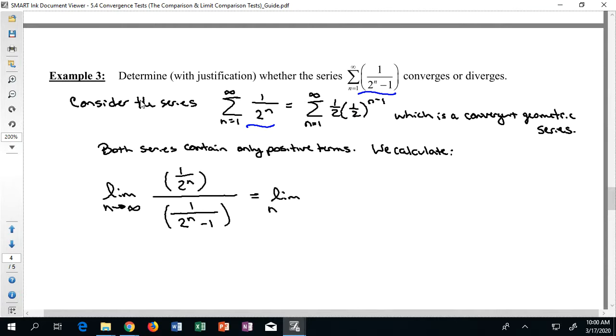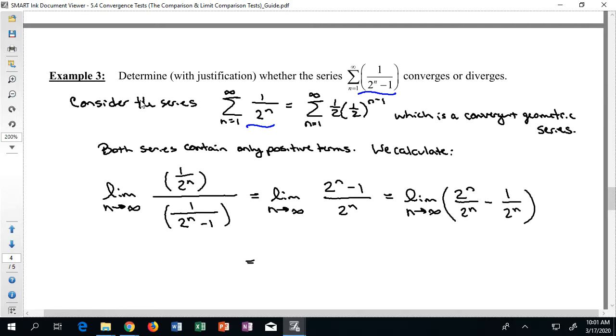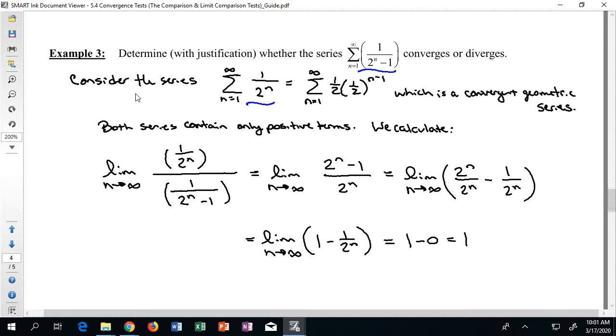Now, when I attempt to simplify this down, I'm going to notice some things. First, if I multiply by the reciprocal, I'm going to end up with something like this. And from here, I'm going to just use some cool algebra moves. I'm going to separate this into 2 to the n over 2 to the n minus 1 over 2 to the n. Of course, that means this is a limit of 1 minus 1 over 2 to the n. And can you guess what the limit's going to be? Well, it should be 1 minus 0, which is 1. Okay, so this is really good news.